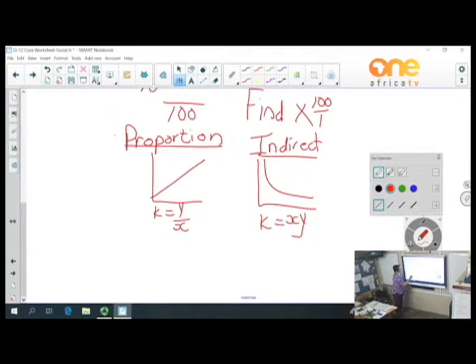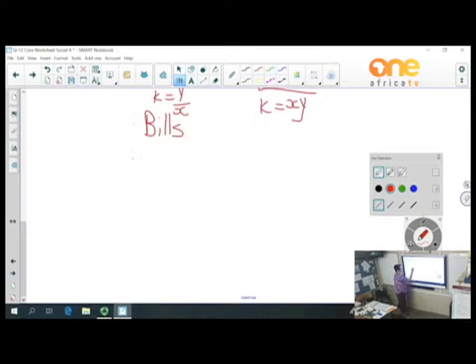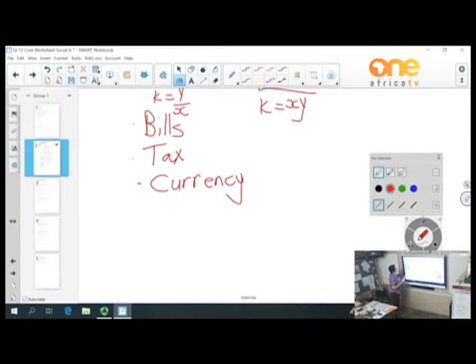So proportion, then bills. They can ask you bills. They can ask you questions on tax and bills. And we said now the percentage, then currency, converting it into certain currencies. And that you will also do with missing terms there. So let's look at the worksheet.